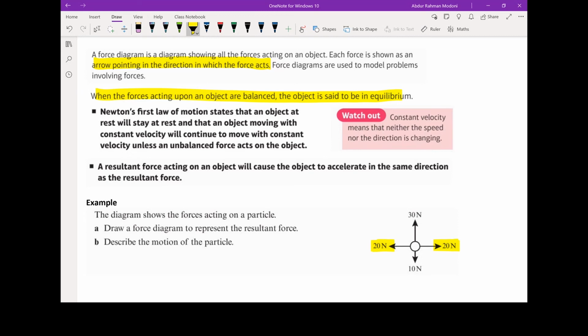But vertically, we can see that there is 30 newtons acting upwards and 10 newtons acting downwards. So vertically, the forces are imbalanced. Therefore, it will not be in equilibrium in the vertical direction.